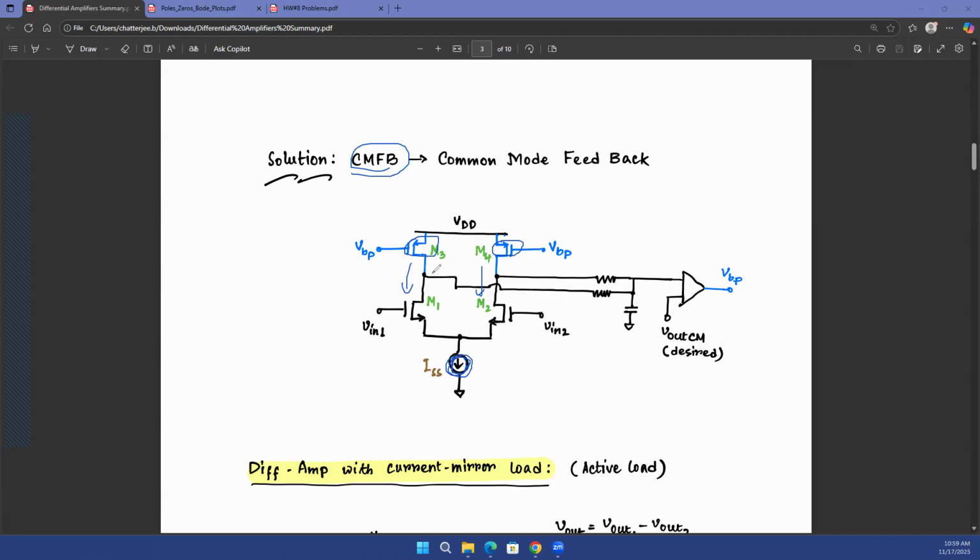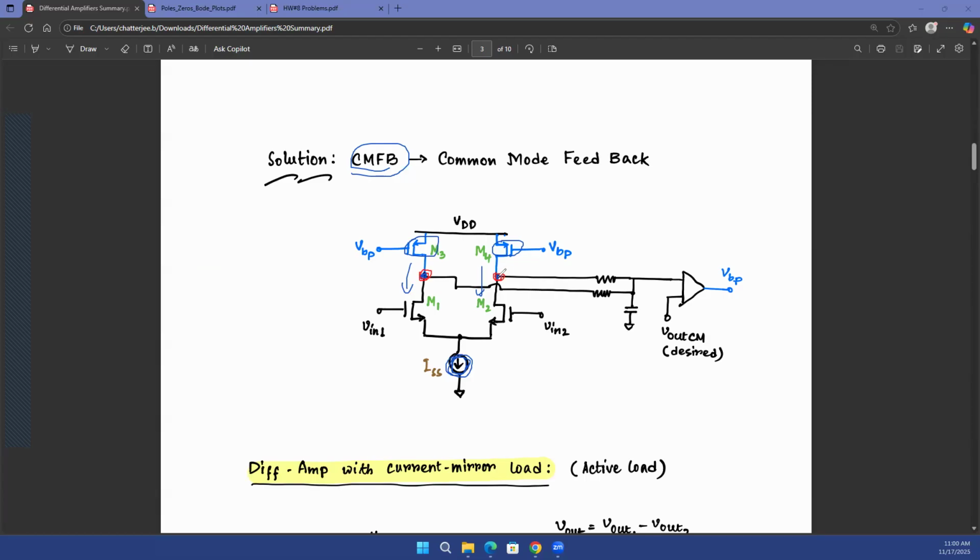Now that current will create a certain amount of DC voltage at the two output terminals. What are our output terminals? The output terminals are this one, let's say that's Vout1, and this one, which is Vout2. So of course, there would be an AC at the output terminals, but at the same time, there would be a DC on the output terminals, right?